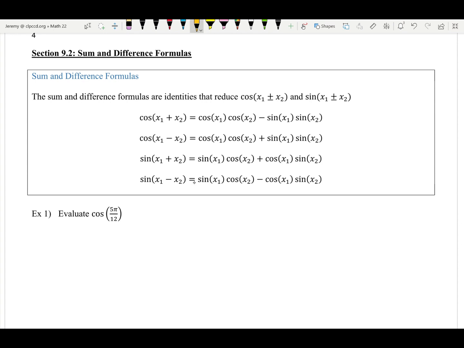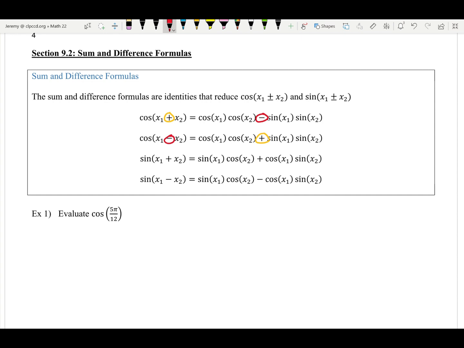Okay, if there's a difference, cosine of x1 minus x2, we have pretty much the same formula, except instead of a minus sign, we have a plus sign right here. Note that it's kind of the opposite of what you think. If there's a plus sign in there, it's subtraction. If it's cosine of a difference, there's a plus sign in the expansion.